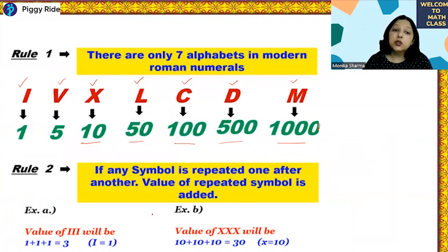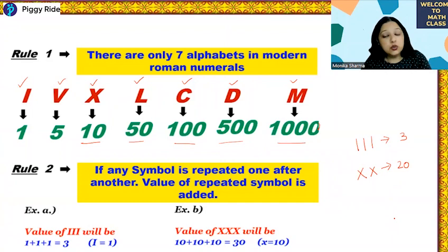Now rule number 2: you can repeat any symbol one after the other, and when you repeat the symbol, the value will be added. Like if you write I three times, it will be equal to 3. If you write X two times, it will be 10 plus 10 equals 20. Okay, this is rule number 2.